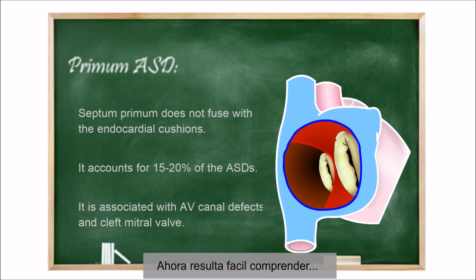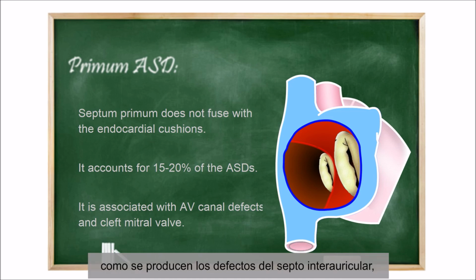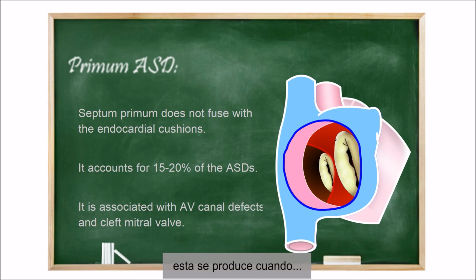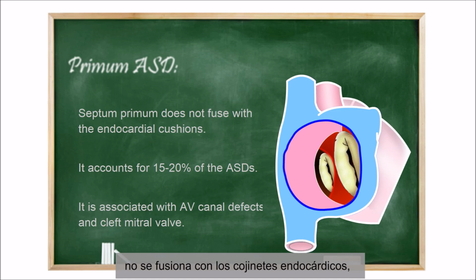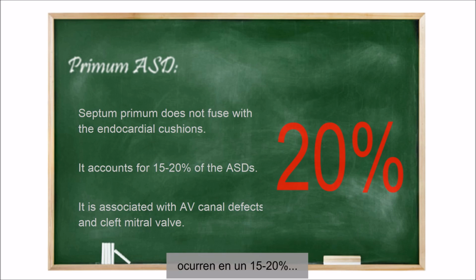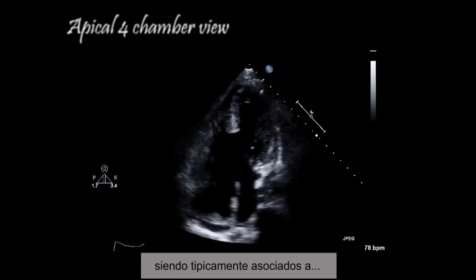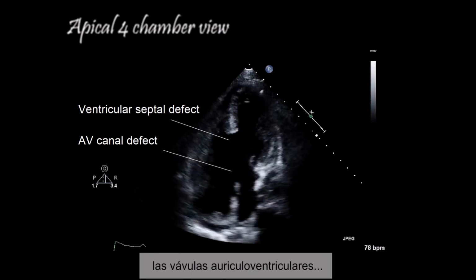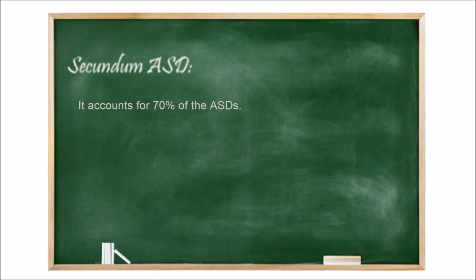It is now easy to comprehend how the atrial septal defects are produced. Let's begin with primum atrial septal defects. They develop when the septum primum does not fuse with the endocardial cushions, leaving a defect at the base of the interatrial septum that is not covered by the septum secundum. This type of defect accounts for 15 to 20% of the atrial septal defects, and they are usually not isolated, typically being associated with atrioventricular canal defects that include anomalies of the atrioventricular valves and ventricular septal defects.